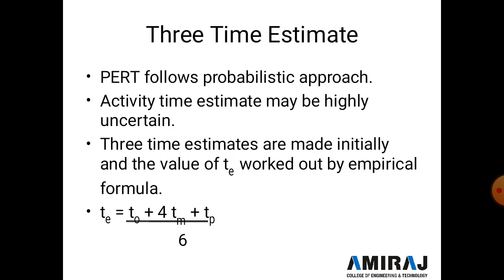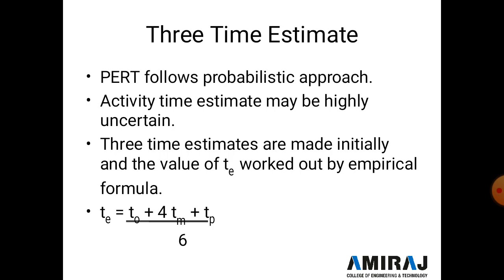Now the three time estimate. PERT follows the probabilistic approach, meaning probable time. Probable is not a final value. It's a probable value, it may be higher or lower, etc. So the activity time estimate may be highly uncertain, and three time estimates are made initially, and the value T is worked out by the empirical formula. It's a most important formula for the CPM network and PERT network.